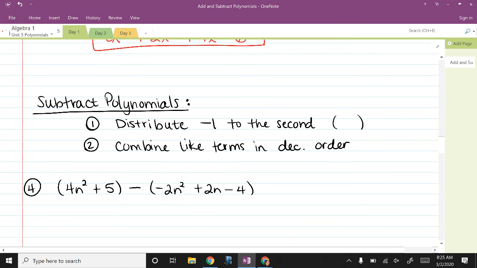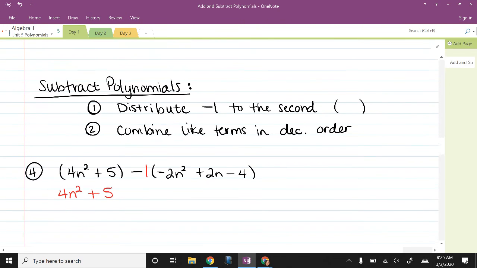Y'all got the example copied yet? All right. So I'm going to stick a 1 right there because I'm going to distribute a -1 to the second parentheses. So anytime you have a minus between parentheses, you're going to distribute a -1. Now the first parentheses, nothing is changing. So I'm just going to copy 4n squared plus 5 exactly like it says, no changes. I just leave off the parentheses.